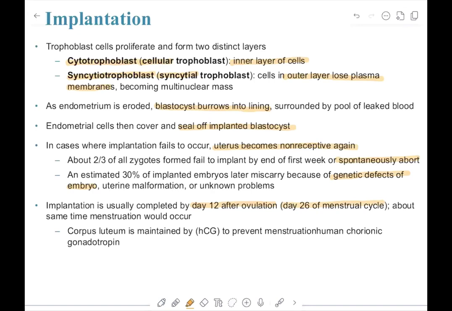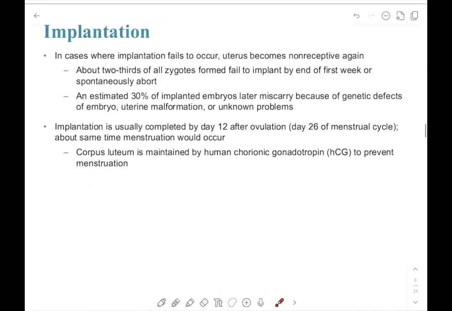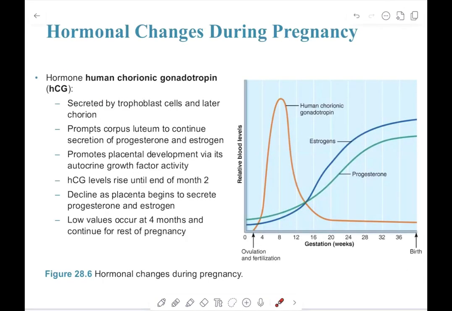So this basically tells the corpus luteum to keep doing what you're doing. The corpus luteum is maintained by a hormone called human chorionic gonadotropin, and that prevents menstruation from happening. So it's important that you know that HCG is produced from the blastocyst. Then the corpus luteum is going to continue to produce its progesterones. The hormonal changes during pregnancy are shown on this slide.